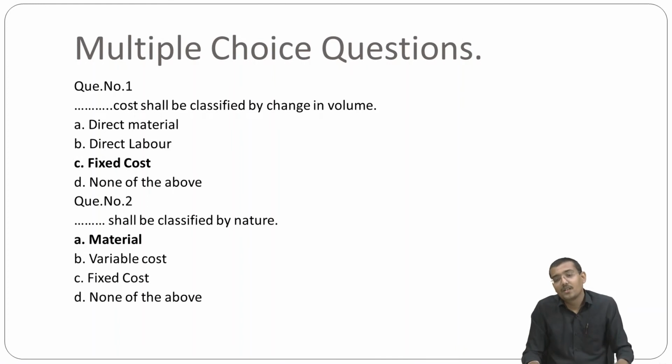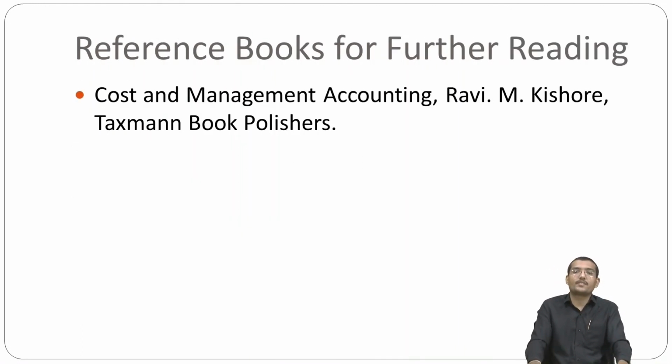After concluding with these three aspects, if you want to refer to something, then you may use this book, Cost and Management Accounting, authored by Ravi M. Kishore, published by Taxmann Book Publisher.